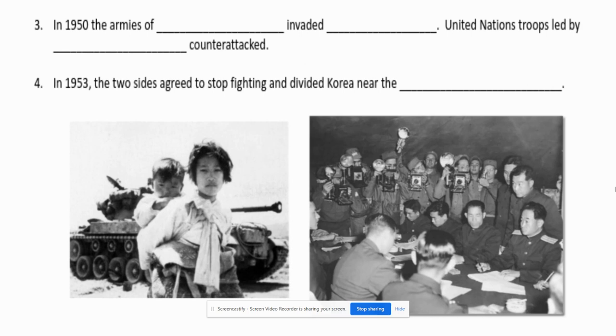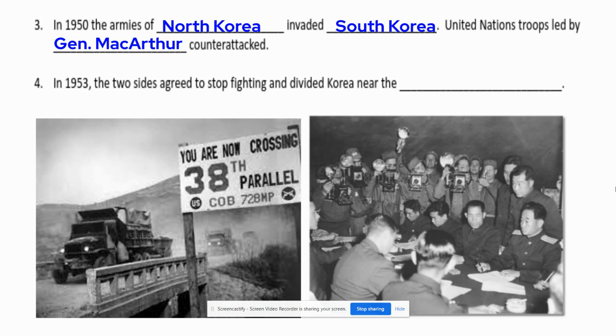So, in 1950, the armies of North Korea invaded South Korea. United Nations troops, led by General Douglas MacArthur, counterattacked, and we have this war of attrition that goes back and forth from 1951 to 1953. In 1953, the two sides sit down for peace talks, and they agreed to stop the fighting and divided Korea near the 38th parallel, which is the point where it's still divided to this day. Anything north of that is North Korea, anything south is South Korea.